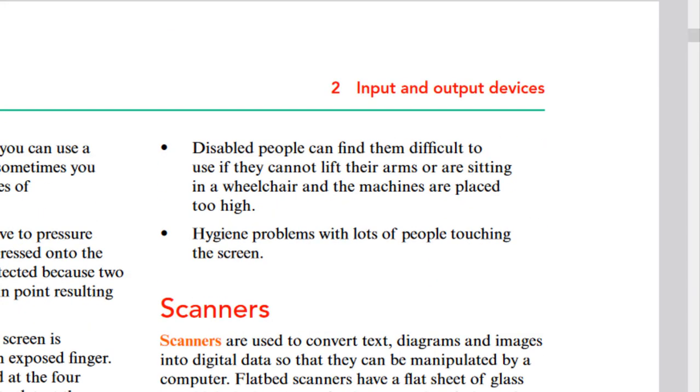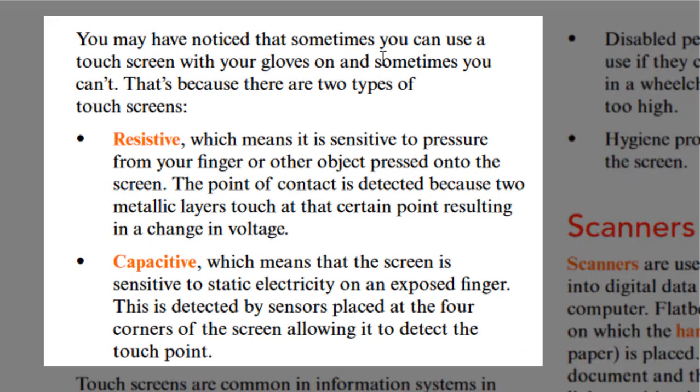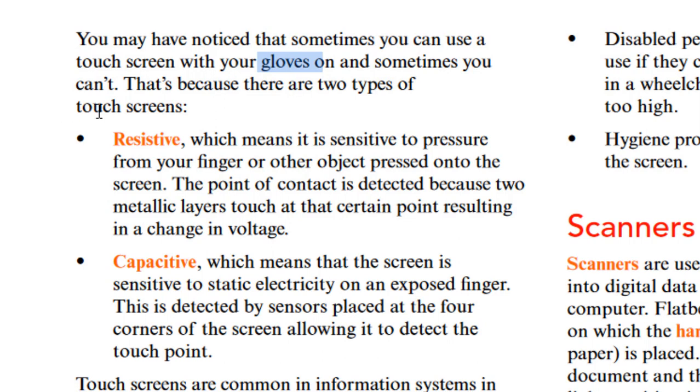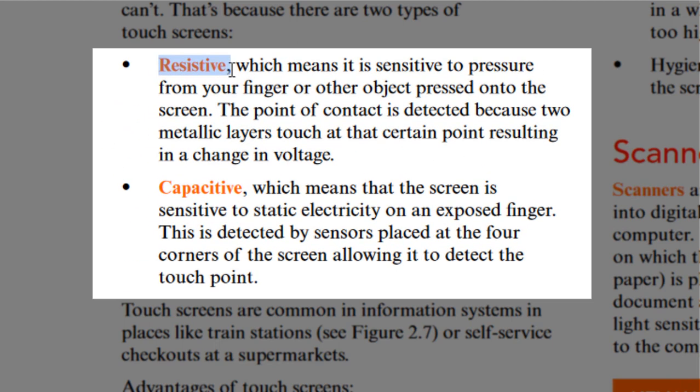We'll learn more about touchscreens. You may have noticed that sometimes you can use a touchscreen with your gloves on, and sometimes you cannot. That is because there are two types of touchscreens. The touchscreens that we have on our phones, we cannot use with gloves, and we're going to find out which type it is. First, we have the resistive touchscreen, which is sensitive to pressure. Resistive touchscreen is sensitive to pressure from your finger or other object pressed onto the screen. So whatever pressure you cause on the screen, it's going to detect that.